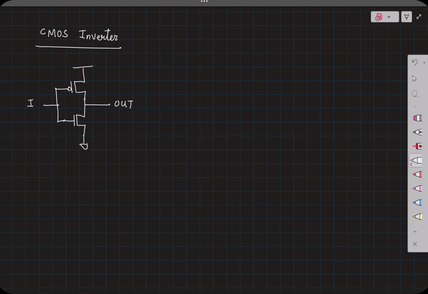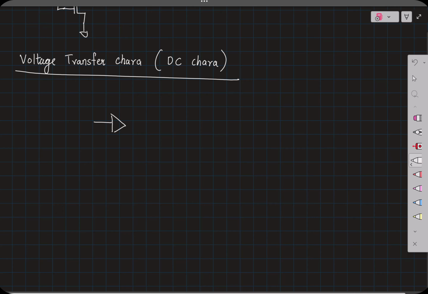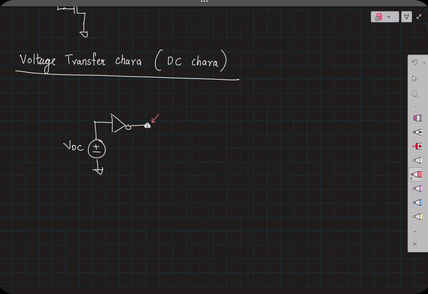Okay. So we started out by looking at what we call the voltage transfer characteristic. This is also sometimes called the DC characteristics of a CMOS inverter. Right? What does this mean? So you take your CMOS inverter, you feed some DC voltage here, and you probe this output voltage using the multimeter.